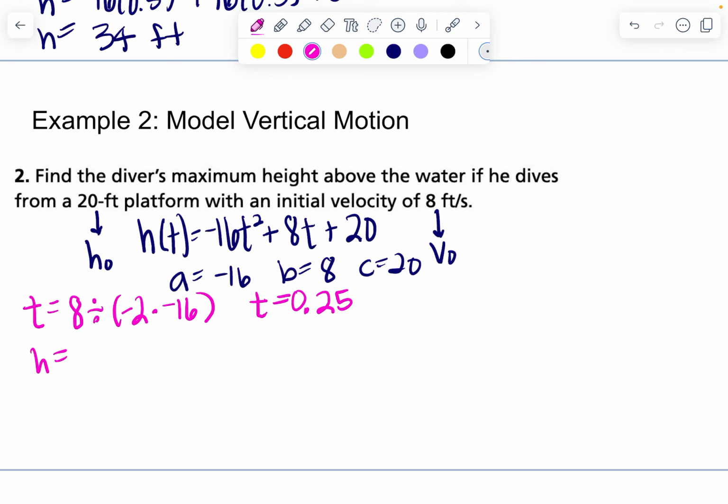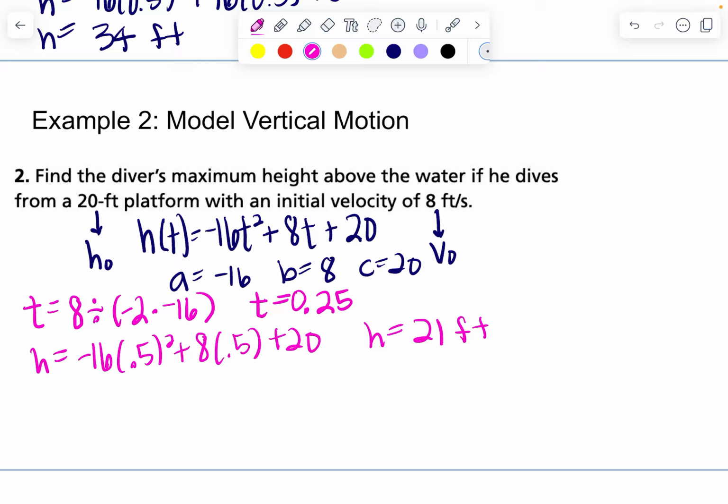Plugging that into our equation, negative 16 times 0.25 squared plus 8 times 0.25 plus 20 will give us a maximum height of 21 feet. So if they were only 20 feet above the ground and they're starting at initial velocity of 8 feet per second, it would take them 0.25 seconds to reach a maximum height of 21 feet.